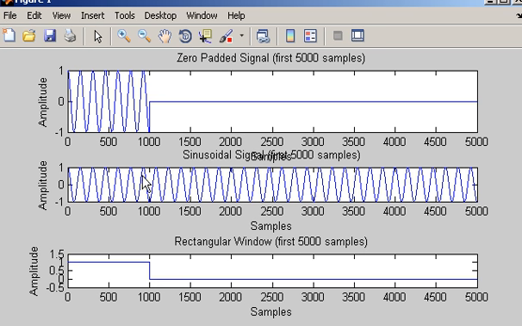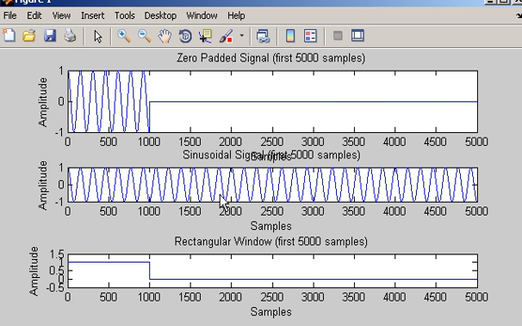So what I'm showing here is the zero padded signal, or at least just the first 5,000 samples. Now we know that there's been 99,000 zeros applied, but I'm just showing the first 5,000 samples of the entire signal. I'd like to remind you again that from a theoretical perspective, you should consider this as having been zero padded by an infinite amount.